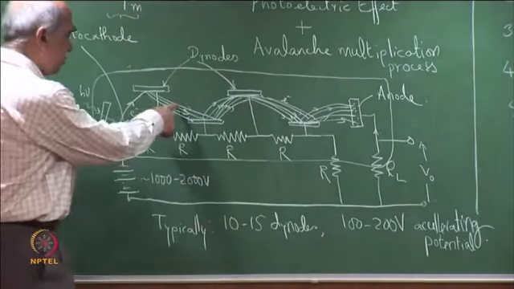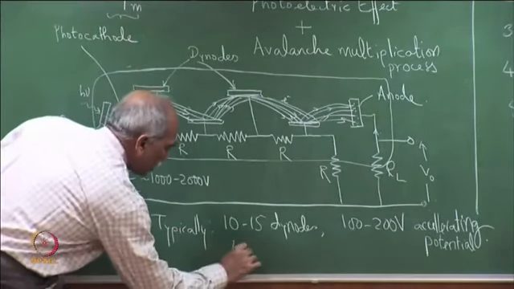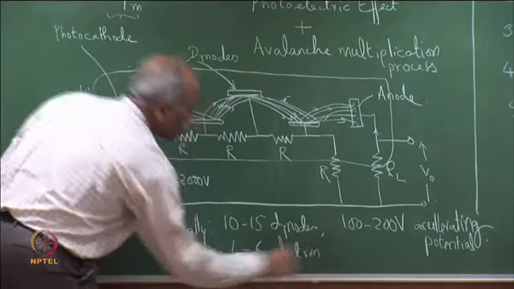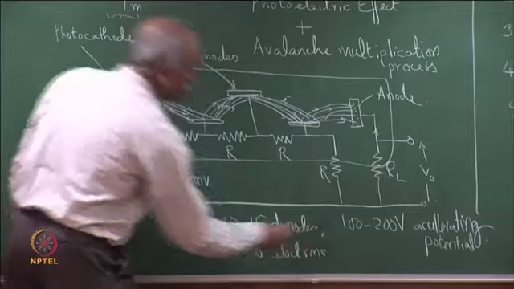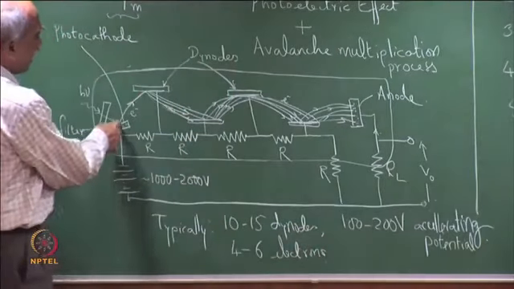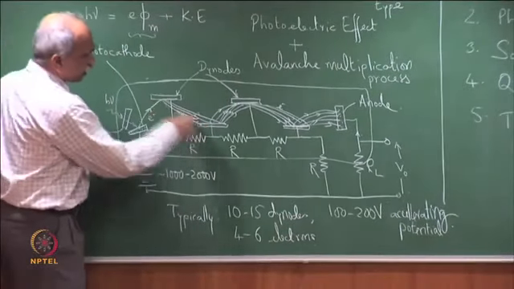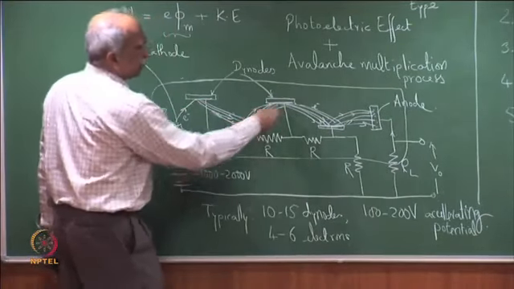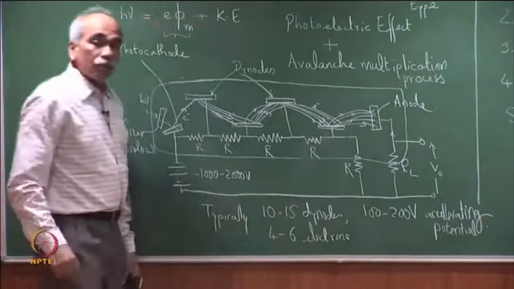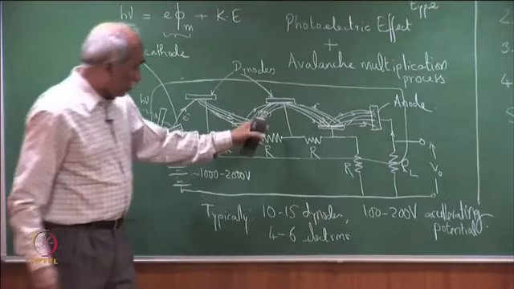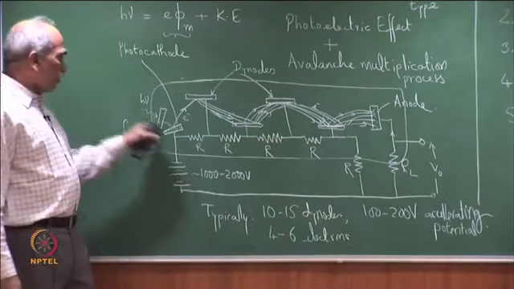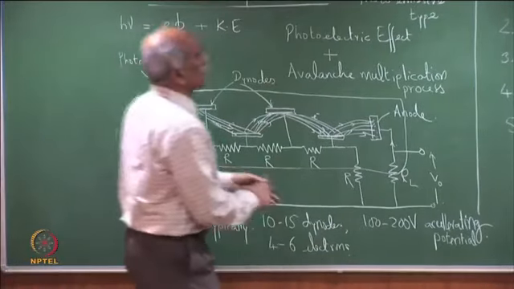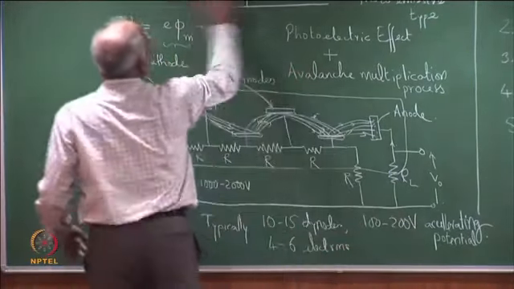And typically 4 to 6 secondary electrons per primary electron, which further multiplies 4 to 6 times, and further multiplies 4 to 6 times. And therefore, the current gain due to one photon incident here, how do we calculate the current gain?